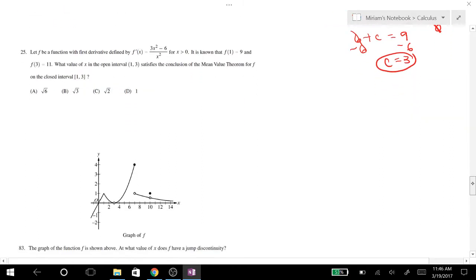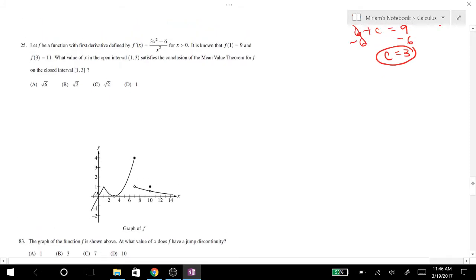Okay, let's move on to number 25. f is a function with first derivative given as 3x squared minus 6. It is known that f of 1 equals 9, so that means (1, 9). And f of 3 equals 11, that means (3, 11). What value of x in the open interval 1 to 3 satisfies the conclusion of the mean value theorem?